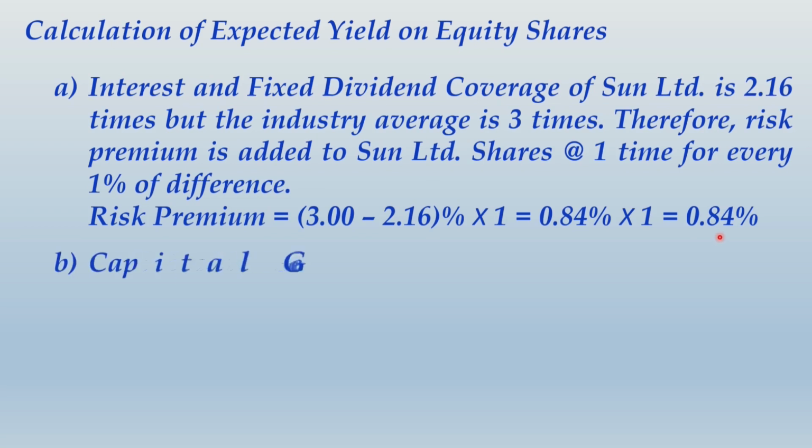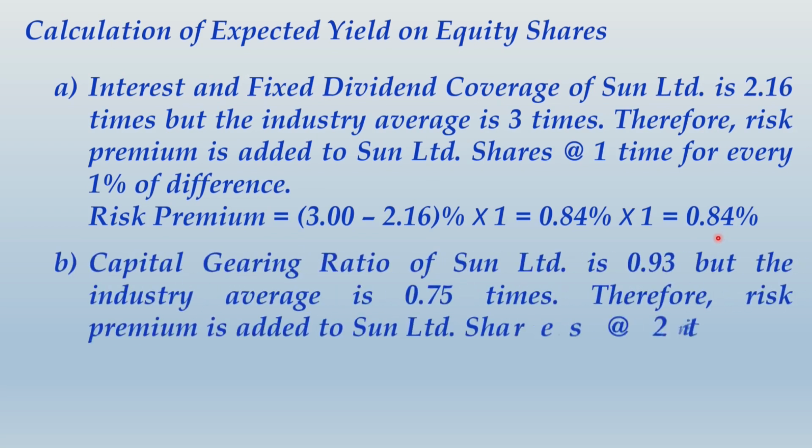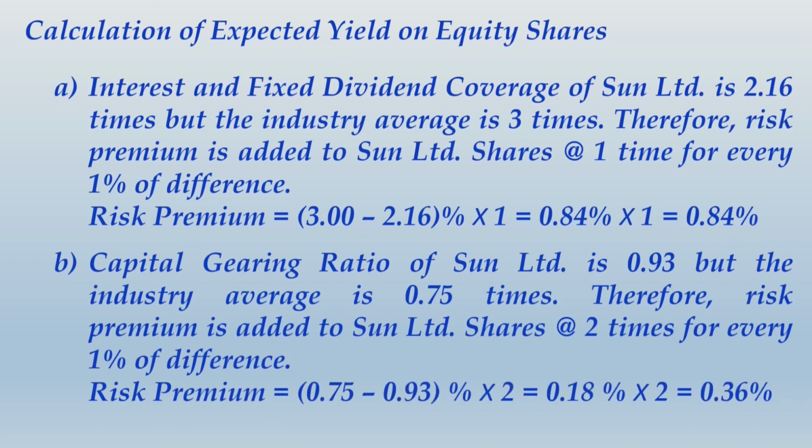Now regarding capital gearing ratio, you should not forget that the numerator includes the outsiders' funds, that is preference shareholders and the debenture holders. These are considered as outside contributories from the viewpoint of equity shareholders. Their funds are divided by the shareholders' funds. So, with respect to capital gearing ratio, a very high ratio is not appropriate. Here our company has the capital gearing ratio of 0.93, but the industry average is lower. Means our case is a little more risky over here.